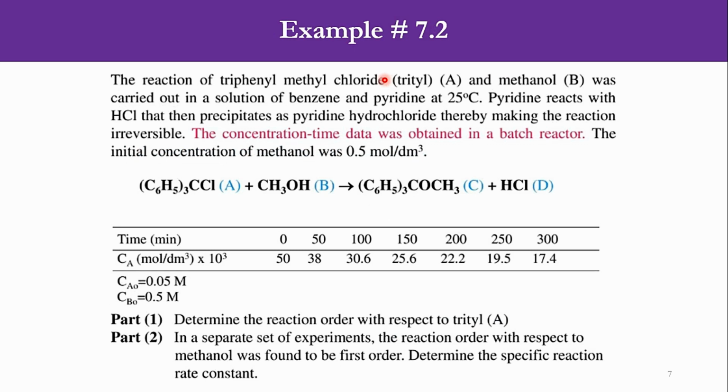Now going to the numerical, we have already solved the numerical in the integral method. It is the same numerical, where time versus concentration data is given to us in a system of triphenyl methyl chloride, trityl, and methanol. Methanol is in excess, as we have seen earlier, and we have been given the concentration from 0 to 300 minutes with a time interval of each 50 minutes: 50, 30, 30.6, 25.6, 22.2, 19.5, 17.4.